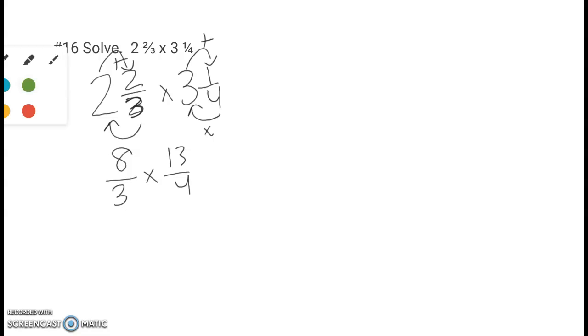I do see some common factors. 8 and 4 are both divisible by 4. 8 divided by 4 is 2. 4 divided by 4 is going to be 1. 2 times 13 is going to be 26. 3 times 1 is 3.